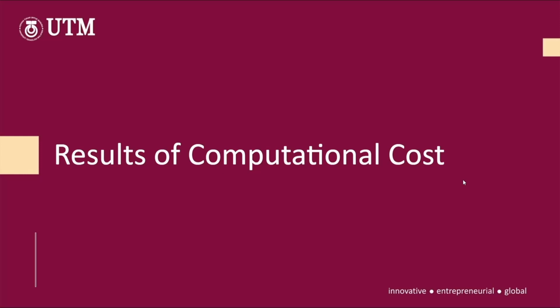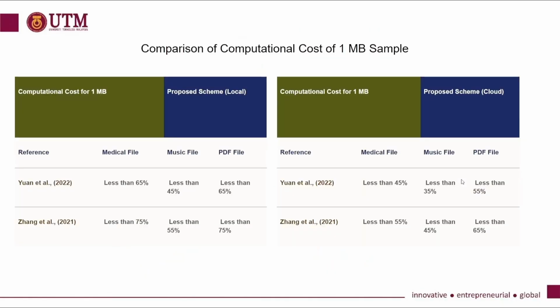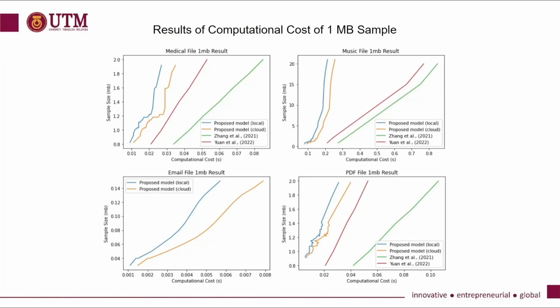Now moving on to the results of the computational cost. Medical files, music files, email files, and PDF files. These are for the 1 MB ones. As you can see, the blue represents the proposed model for the local side. This is for the customer side, and the orange one is for the proposed model on the cloud side. And you can also see the additions of the red and the green. This is for reference. I am comparing Zhang and Yan. These both are based on blockchain.